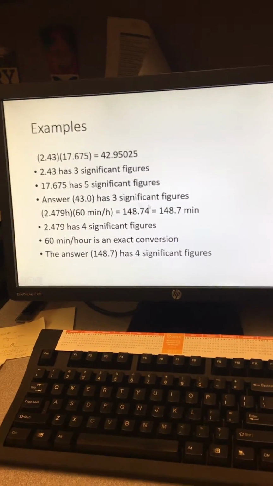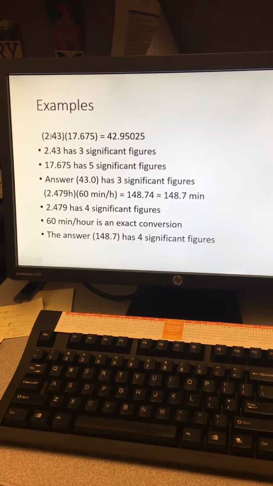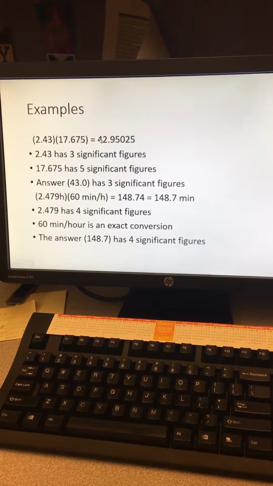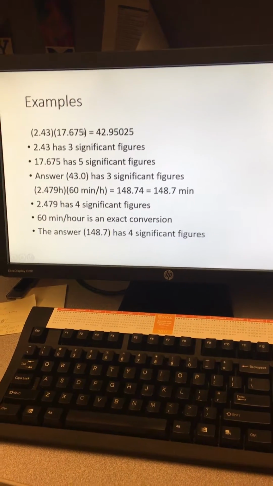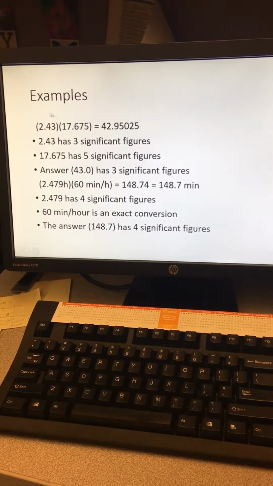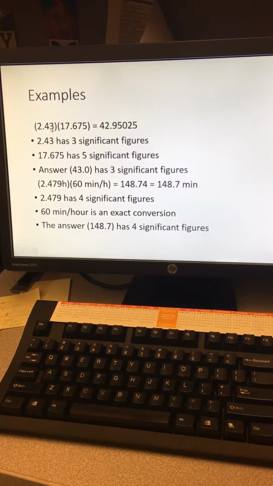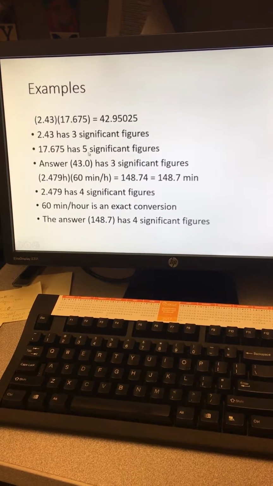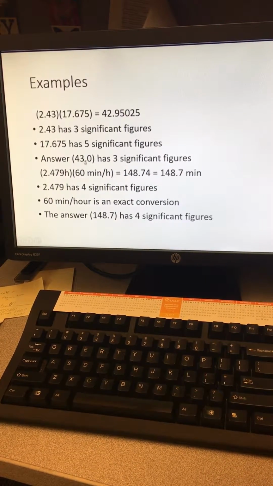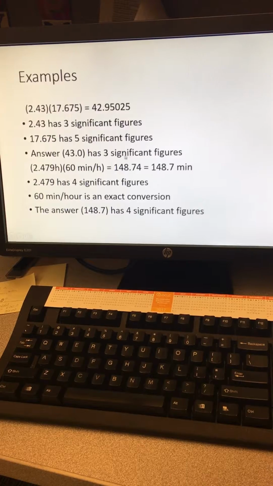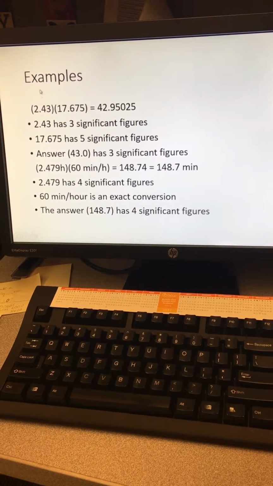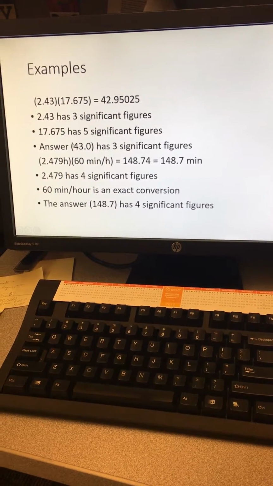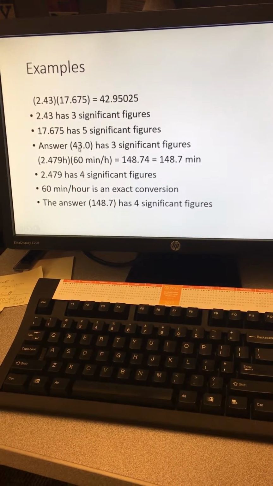So we just look at some examples here. We have 2.43 times 17.675. It equals 42.95025. So we look at this 2.43. It only has 3 significant figures, and 17.675 has 5 significant figures. The answer should be rounded to 43.0, so it has 3 significant figures, and that just shows that this is the least precise, so we use this 43.0. So we use 3 significant figures.